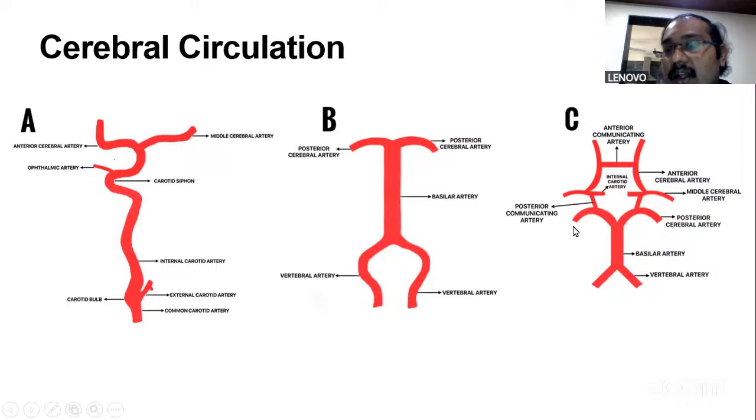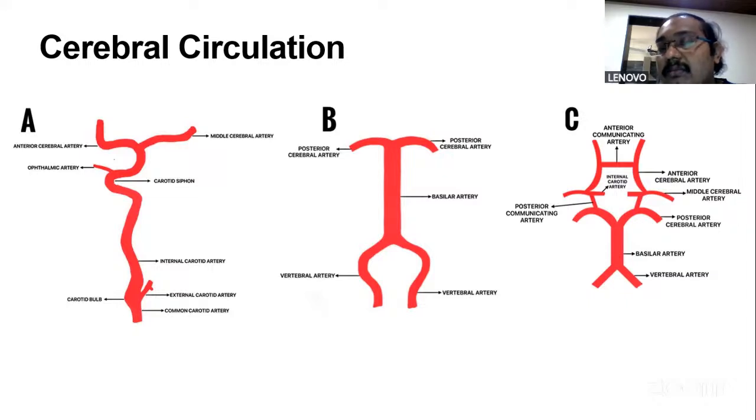So now the third image we are looking at is the circle of Willis. So in the circle of Willis, the posterior circulation, driven by the basilar artery and posterior cerebral arteries, gets connected to the anterior circulation, which is driven predominantly by the middle cerebral artery and anterior cerebral artery.